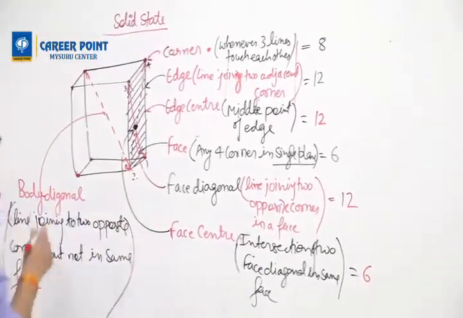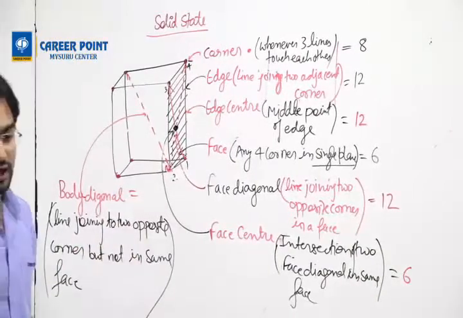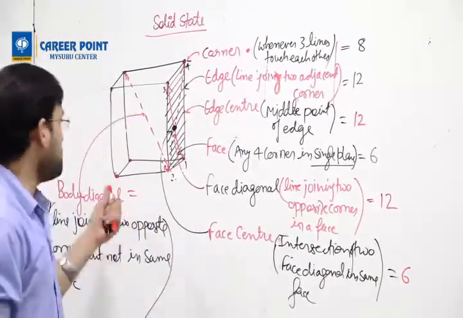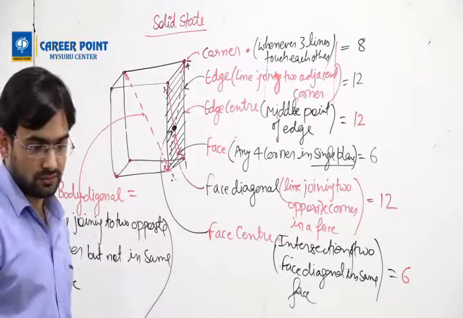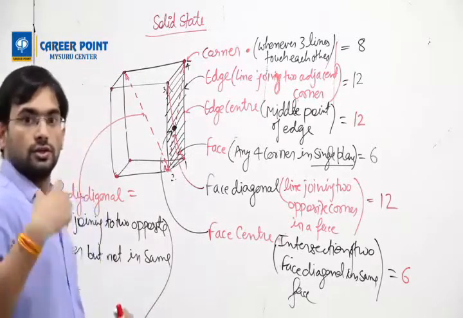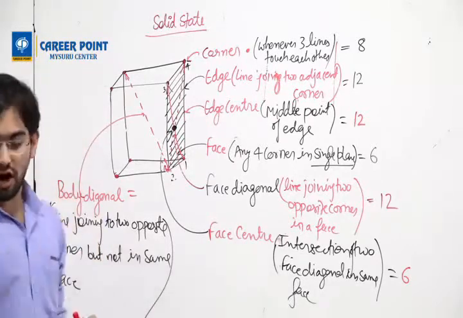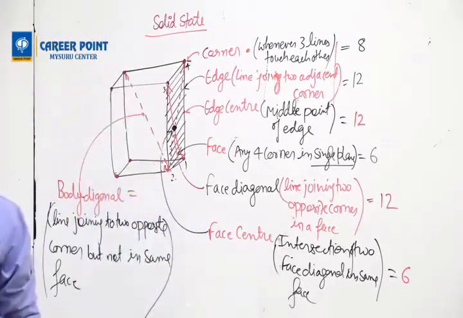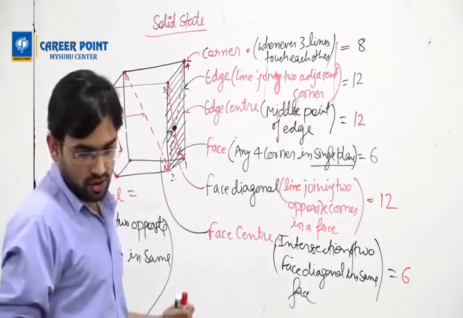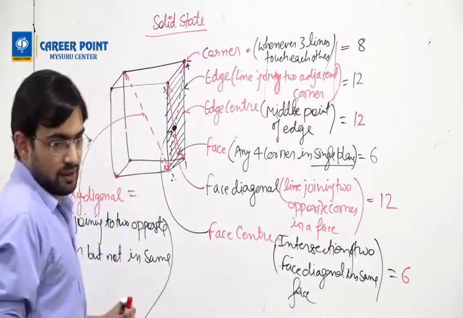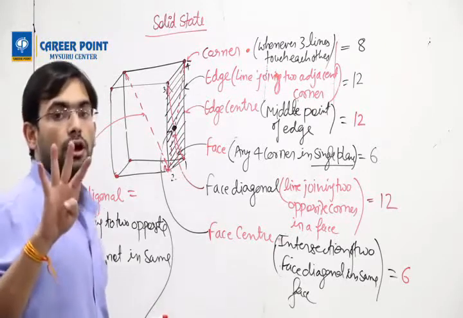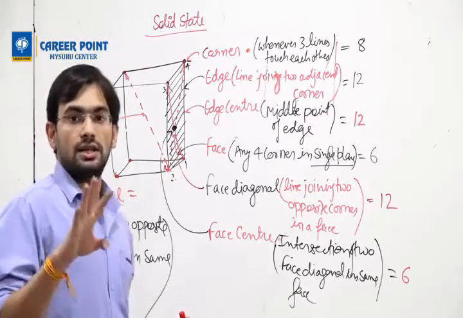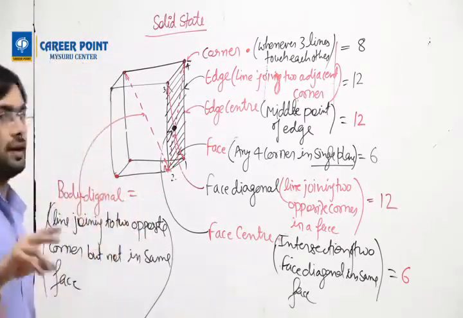But how many body diagonals can I have? How many opposite corners can I have? So the answer is, we get 4 body diagonals.